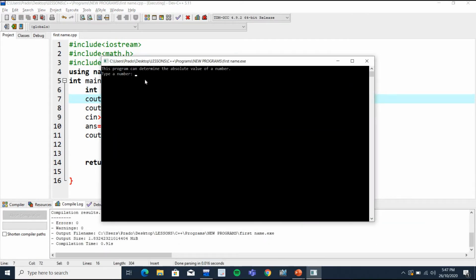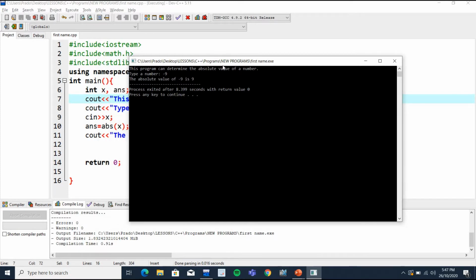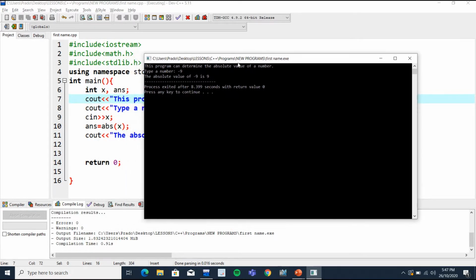So, ayan na. This program can determine the absolute value of a number. So, type a number. So, for example, -9. So, the absolute value of -9 is 9. So, ito po yung example ng paggamit ng include math.h, and include stdlib.h.